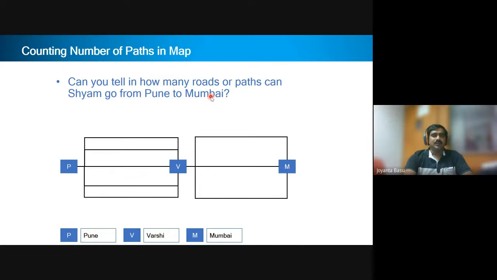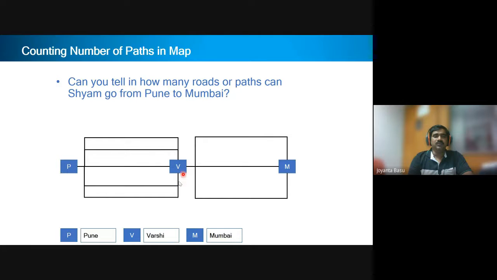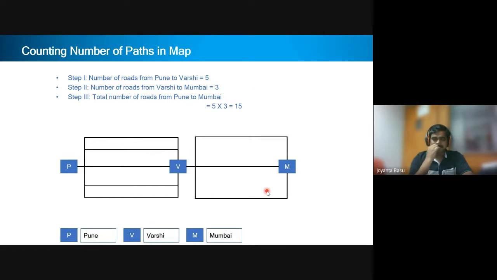Okay. There are many more paths between Pune and Vasi. There are 1, 2, 3, 4, 5 paths here, and from Vasi to Mumbai there are 3 paths. Can anybody tell me how many possible combinations there are to reach Mumbai from Pune via Vasi? Anybody? 15, right. Because Pune to Vasi is 5, and Vasi to Mumbai is 3. So 5 cross 3 is equal to 15. So the possible combinations are 15.